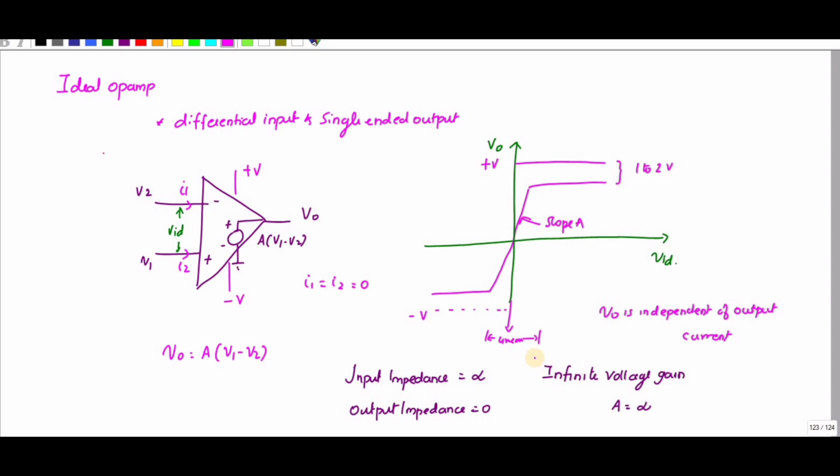So since the input impedance is high and the output impedance is low with respect to the feedback impedance connected externally, and if the voltage gain is sufficiently high, then the resulting amplifier performance becomes solely determined by the external feedback components.